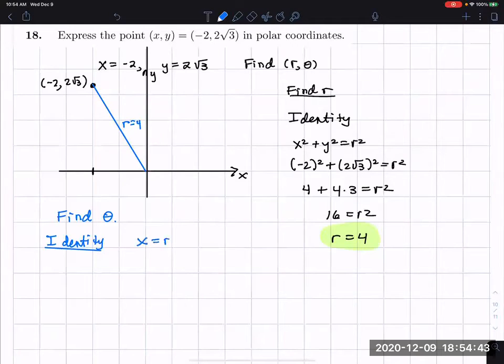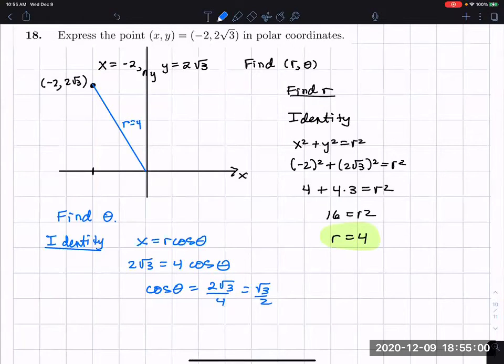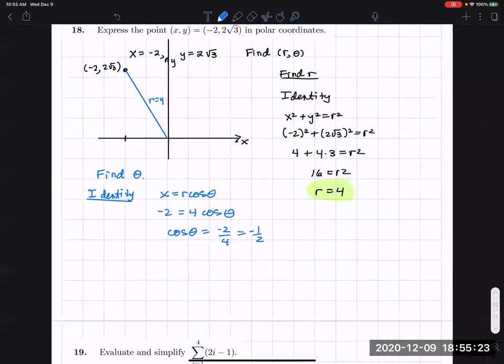I'll just use x equals r cosine theta. Now I already know that x is 2 rad 3, and I know r is 4. And so then I divide, and I get cosine theta is 2 radical 3 over 4, which is rad 3 over 2. Okay, if you notice, I made a mistake on that. X is -2. So this makes cosine theta is -2 over 4, which is -1/2. So everything is fitting together, at least the position there.